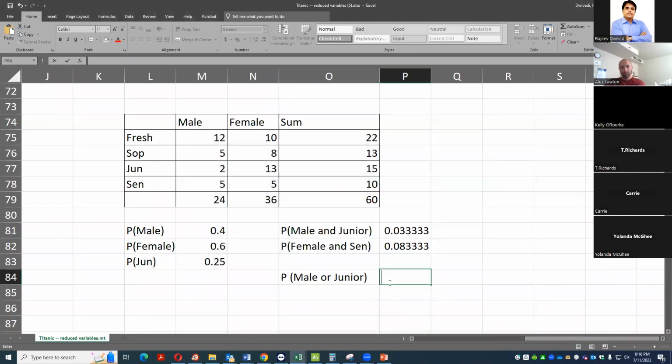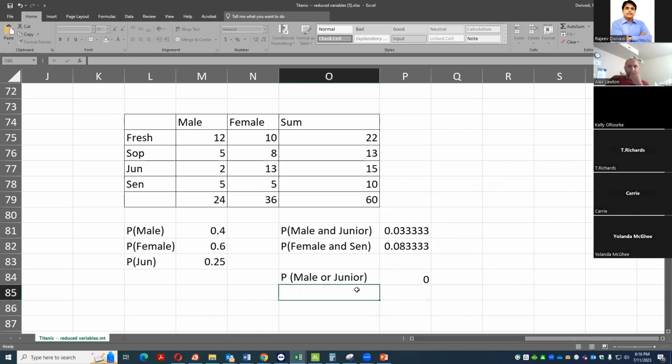This is a 3 step process. So probability of male, plus probability of junior, minus probability of male and junior. Is it making sense?